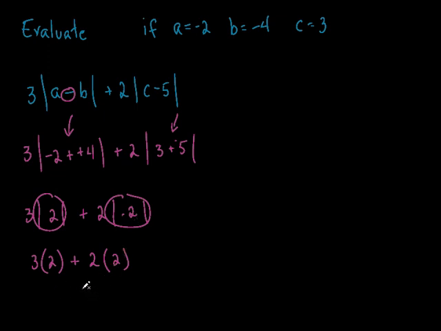Now, what do we do here? We do the multiplication first. So we do this multiplication, and we do this multiplication. 3 times 2 is 6, plus 2 times 2 is 4. Now it's just plain old simple addition. 6 plus 4 is 10. I circle it, and then I am finished. That's all there is to it.